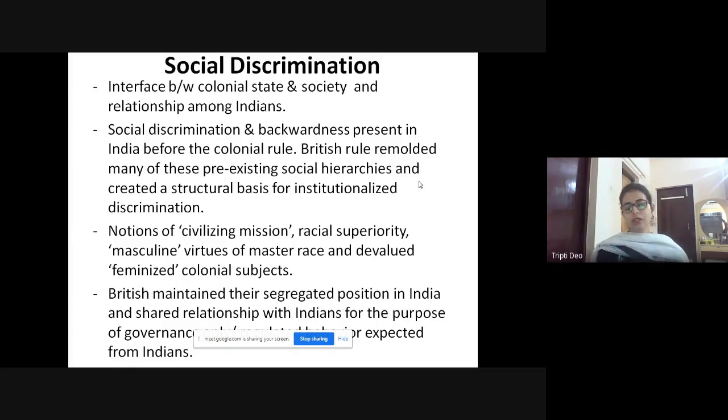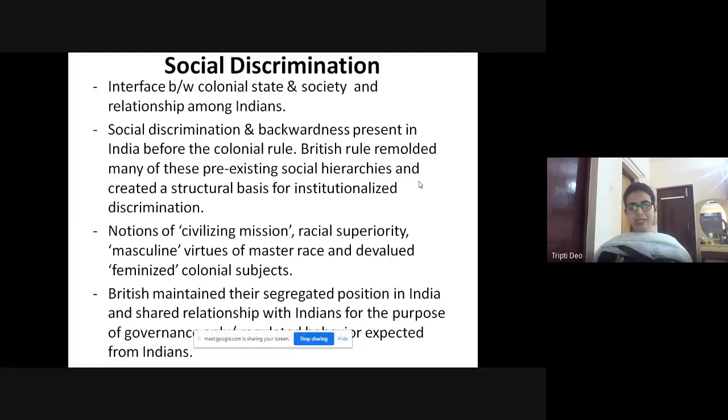The notion with which the Britishers came to India, and all of us are familiar with this, is the civilizing mission. The white man's burden, as Professor Mishra has also just spoken about: the Britishers thought that as a white man, it is my duty to civilize the people of Asia. It is my civilizing mission. So the racial superiority, that I have the masculine virtue of a master race, is what Britishers felt. And they considered the Indians, the colonial subjects, as devalued, feminized.